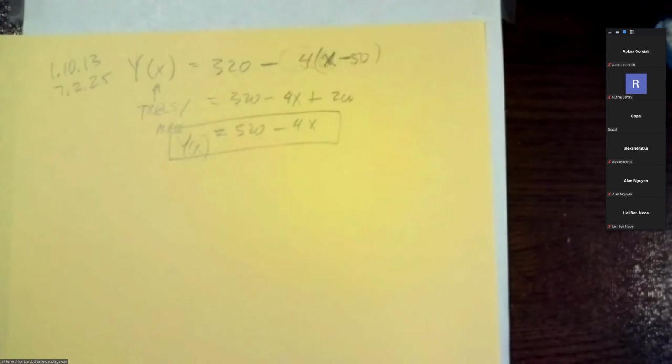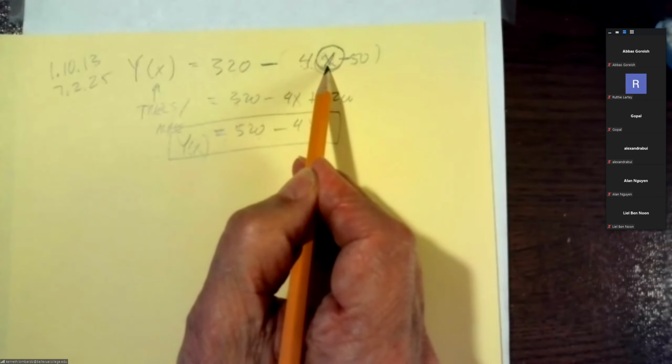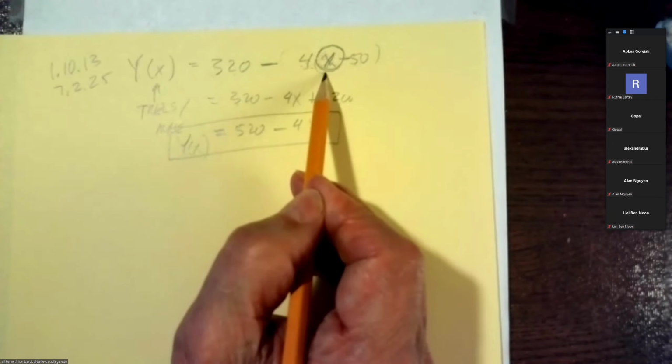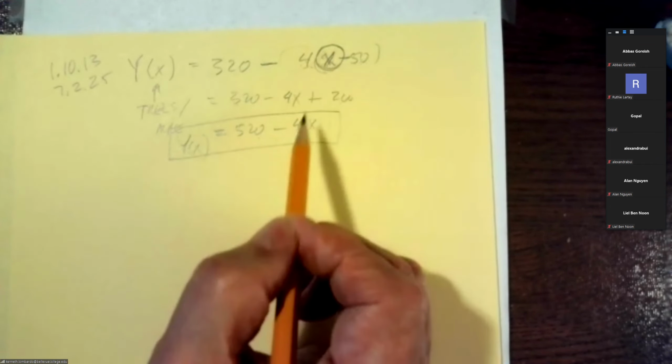Well, you have to read the problem. You have to read the problem for each additional tree over 50. But won't we have to specify that if X is greater than 50, then this will be the equation? That's the equation for each additional tree over 50. The problem reads for each additional tree over 50. If we don't have additional trees over 50, then this isn't the right formula. If we're over 50, then X is going to be greater than 50. Okay, thank you.